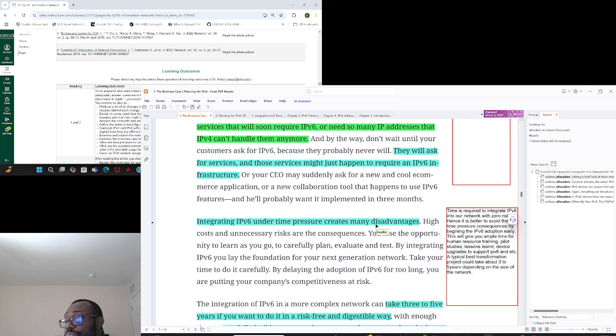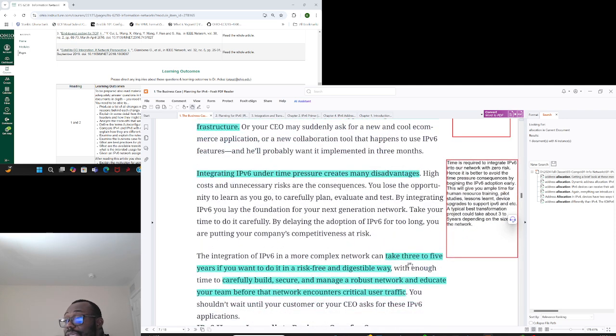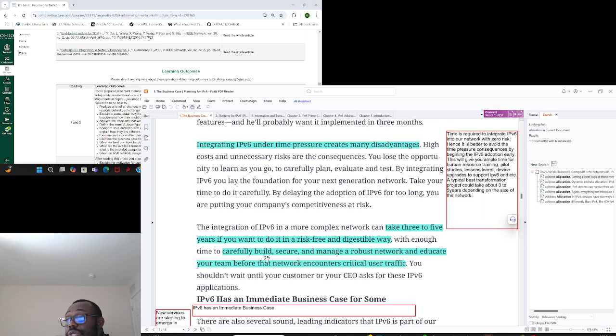Integrating IPv6 under time pressure creates many disadvantages. That is the last thing I want to talk about. Don't go under time pressure. What are the disadvantages? It takes about 3 to 5 years to do this transformation to IPv6, and you want to do this in a risk-free and digestible way. You want to carefully build, secure, and manage your robust network, and also educate and prepare your team ahead of time. Once you have IPv6 running in your backbone together with IPv4 as dual stack, and you are not passing services over it yet, you have enough time to see how they work.